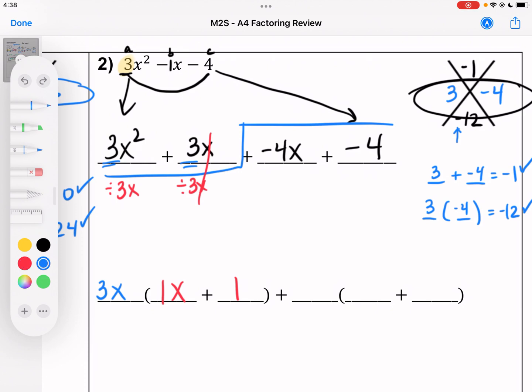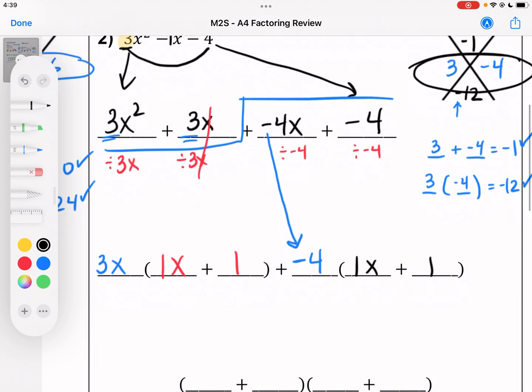So the biggest number you could divide on this one, most people will say 4. But remember, if your first number is negative, you're going to pull a negative down. So you'll do -4. Okay, and then we're going to go ahead and divide. So divide by -4, divide by -4. So -4x divided by -4 gives you a positive 1x. -4 divided by -4 gives you positive 1.